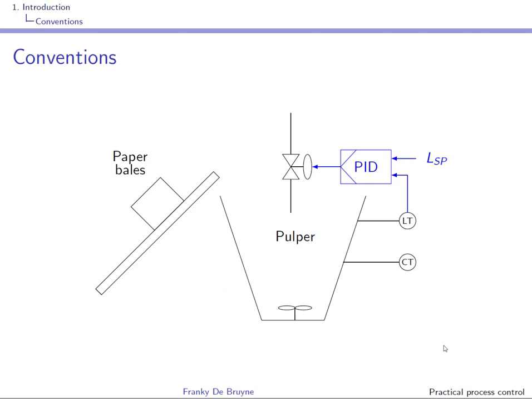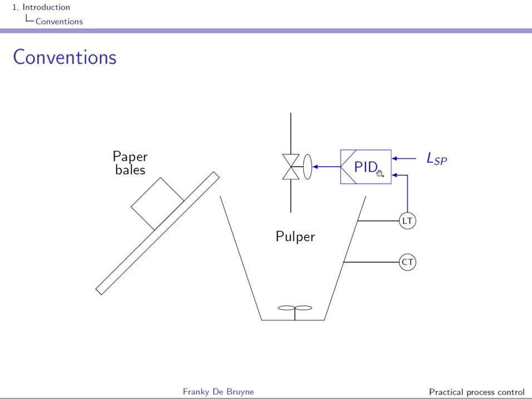You will see that the representations of a PID controller in a P&ID and in this course are often simplified. So this is the PID controller as you know it, represented as you know it. So here it's acting on a pulper. So the PV is a level measurement, as you can see, because you have a measurement coming from a level transmitter.